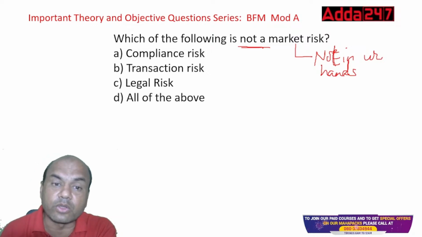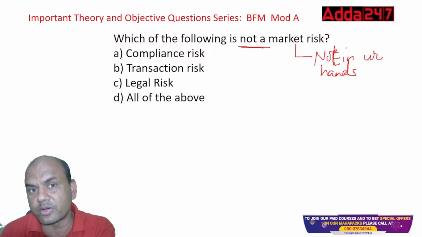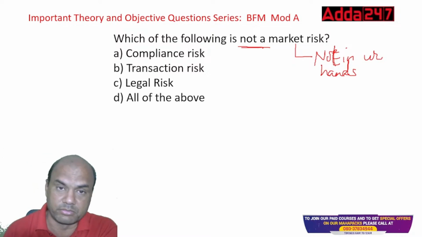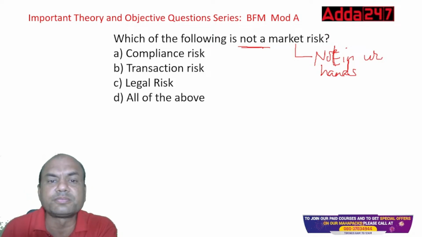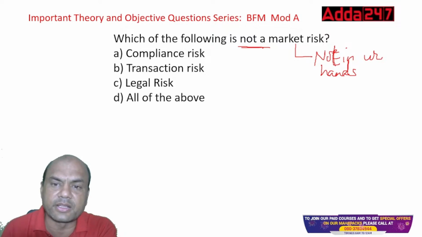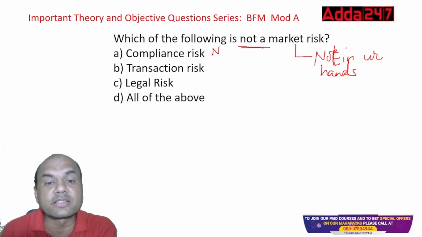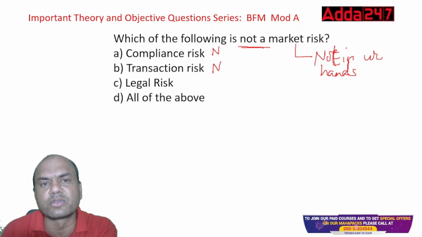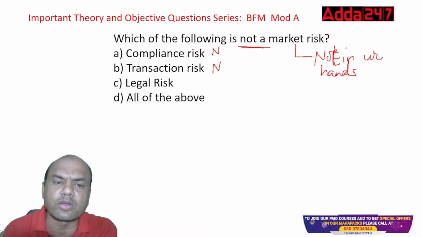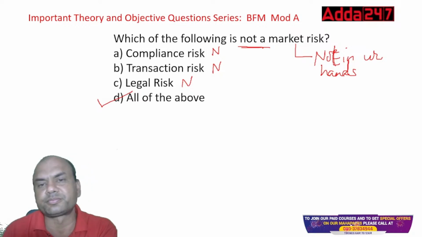So which of the following is not a market risk? Compliance risk. Compliance means submitting the returns or submitting the consent documents to RBI. It's in your hands. You have to follow the compliance. So it is not a market risk. Transaction risk. Transaction means whatever transaction I'm doing, I must maintain precautions in that. So there's no market risk, external forces are not acting on this. Legal, again, it's a part of this transaction risk only. Basically operations risk. These are all operations related risks. So this is not a market risk. Answer is all of the above.